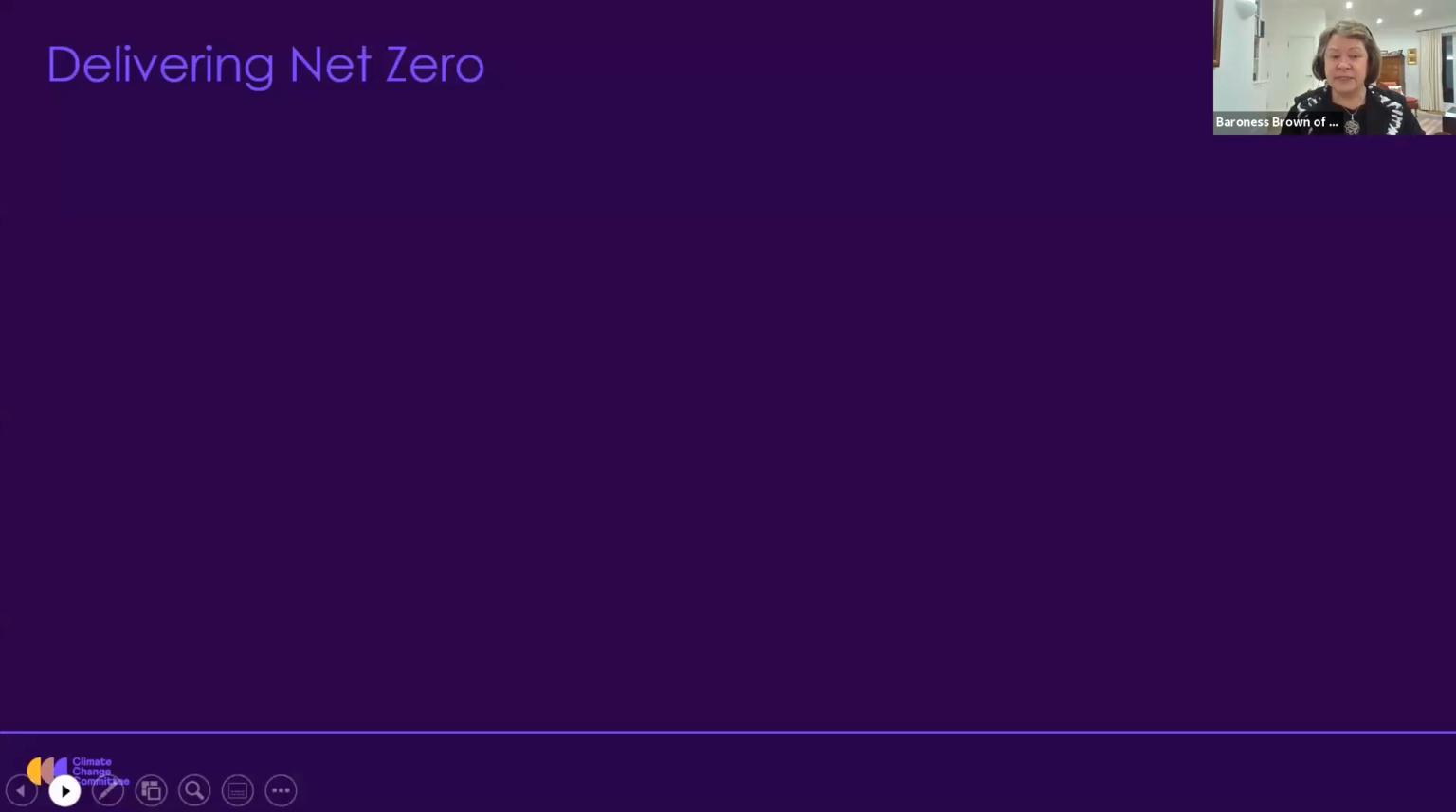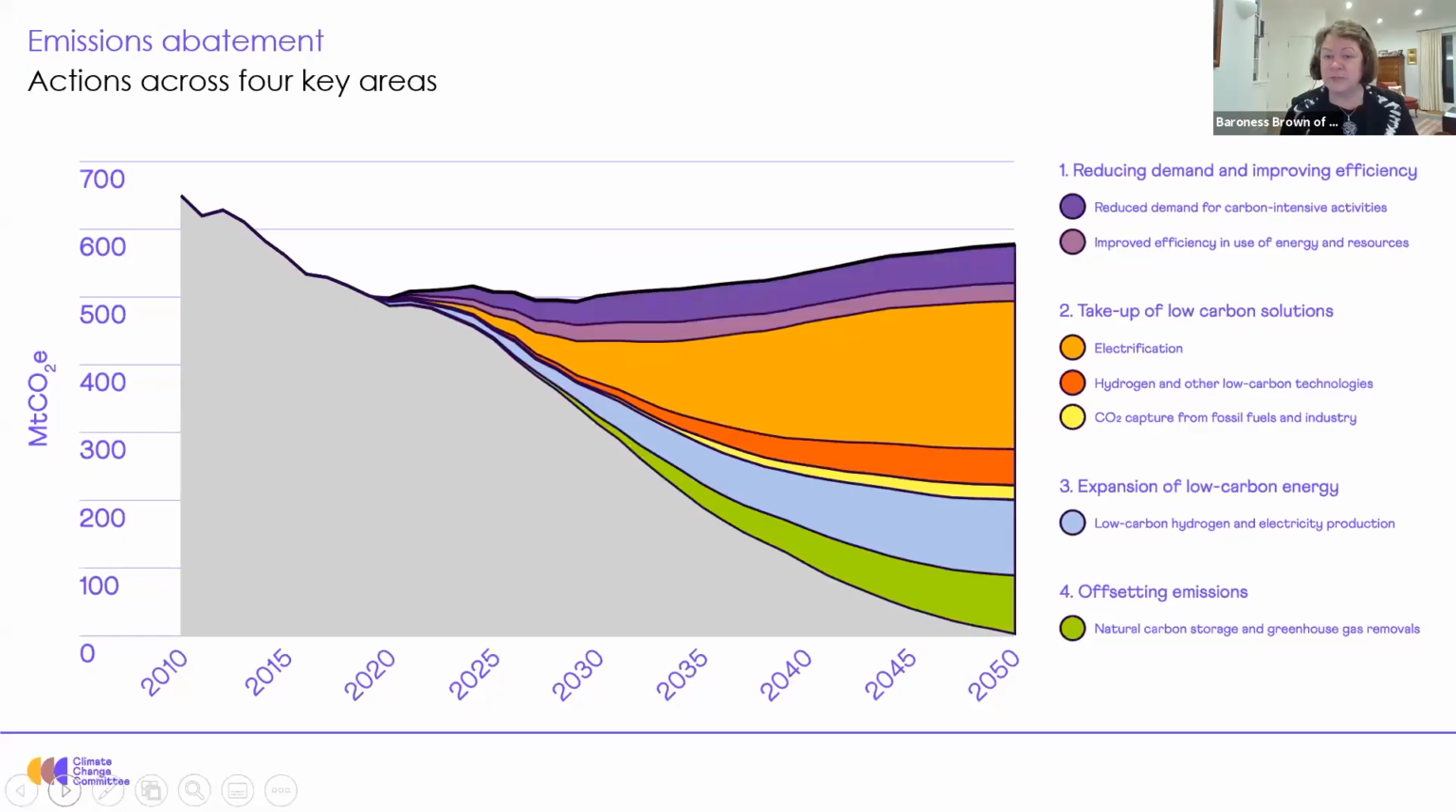And indeed, in terms of delivering net zero, there are a range of things we need to do. So the top of this graph shows where we would go if business as usual were to continue. Below business as usual, we need to be reducing demand and making things more efficient. Those are the purpley coloured layers. We then need lots of take-up of new technologies. A big chunk of that is the orange bit of electrification, but then we've got hydrogen and we've got carbon capture and storage in red and yellow. To support all that electrification, we've got to have a major expansion of our zero carbon power generation energy system. And then we're left with a small chunk of emissions that we will need to offset.